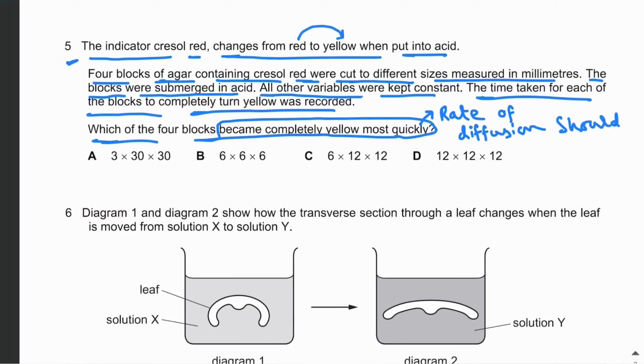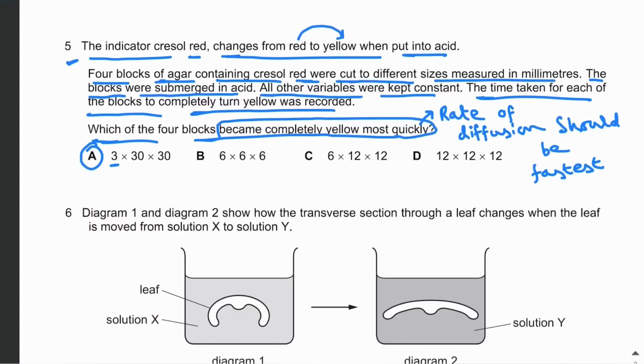And what do we keep in mind when we are looking for the rate of diffusion in any block? Just look for the smallest dimension. So guys, which of the 4 blocks has the lowest or the least dimension? That is A, with the dimension of 3. So the answer is A.